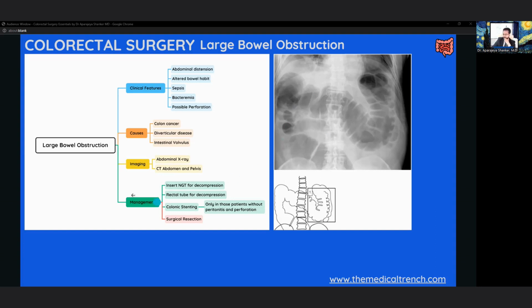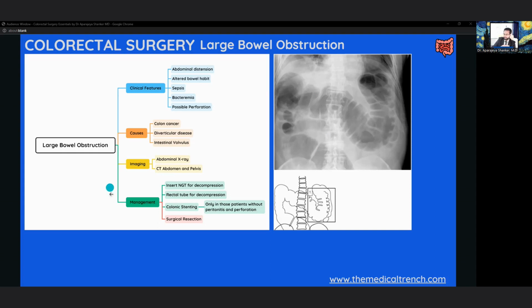The second thing is that you have two ways of decompression, right? You can do an NG tube and suck everything out from there. So any food material, anything that the patient may have eaten, you can remove that, and it can stop anything from going into the bowel. The second is the rectal tube decompression. A rectal tube is passed into the rectum, and that helps to remove all the feces.